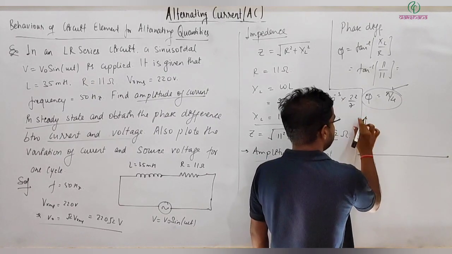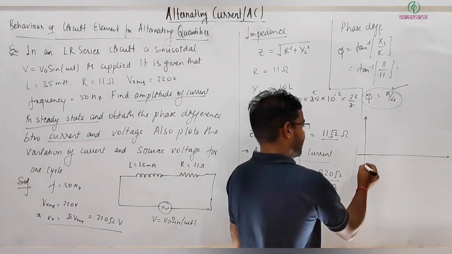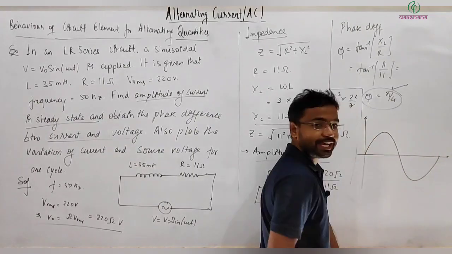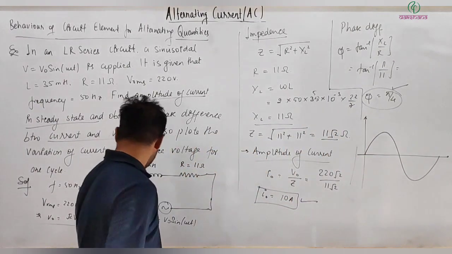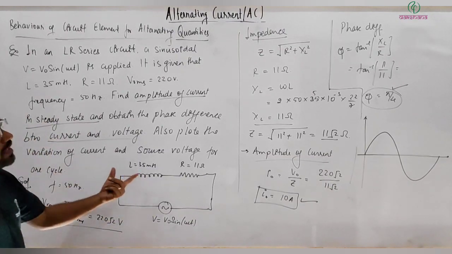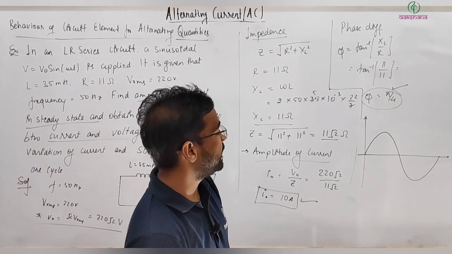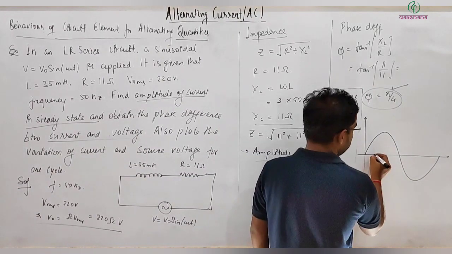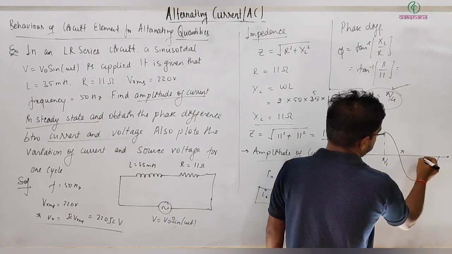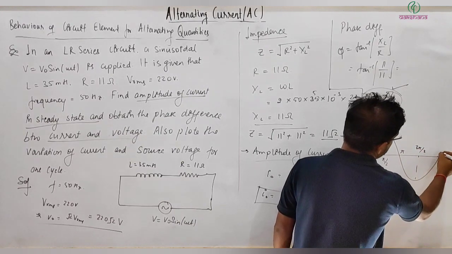This is your source voltage, V naught sine of omega t, so we can write V naught sine of omega t is equal to this for one cycle. And now it's talking about the current lagging behind by a phase angle of pi by 4. So this is pi by 2, this is pi, 3 pi by 2, and this is 2 pi.